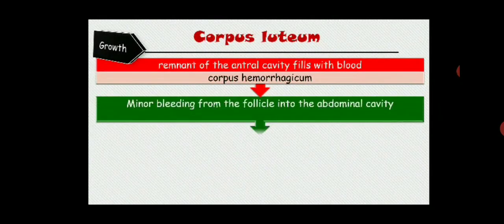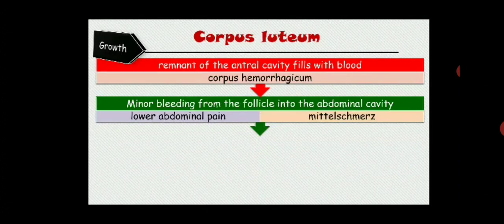Now there is minor bleeding from the follicle into the abdominal cavity. That blood in the abdominal cavity causes irritation of the peritoneum, and it causes lower abdominal pain. The name of that pain after ovulation is Mittelschmerz. So Mittelschmerz is nothing but a fancy name for lower abdominal pain.